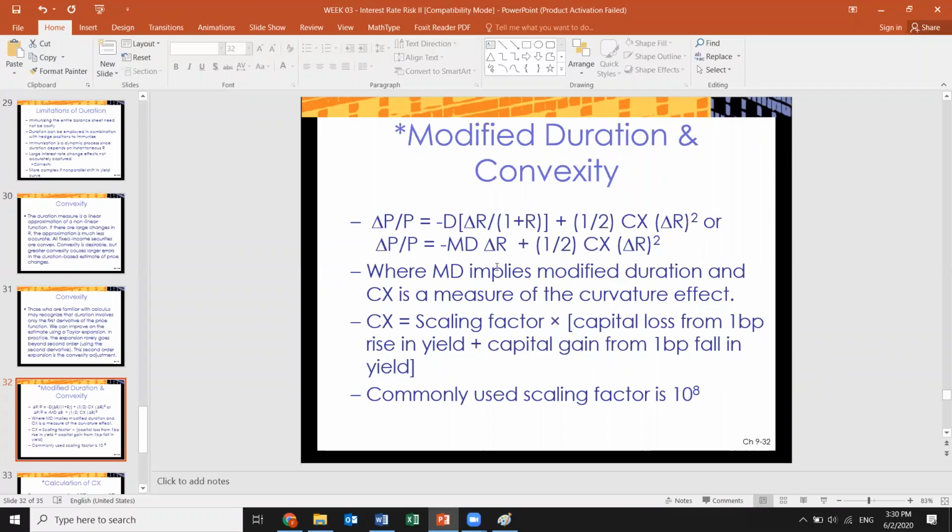The curvature is like a U-shaped curve, okay? This is what it means. And if you want to find the Cx, the curvature effect is a scaling factor times the capital loss from a 1 basis point rise in the yield plus the capital gain from a 1 BP fall in yield. The commonly used scaling factor is equal to 10 to the power 8.